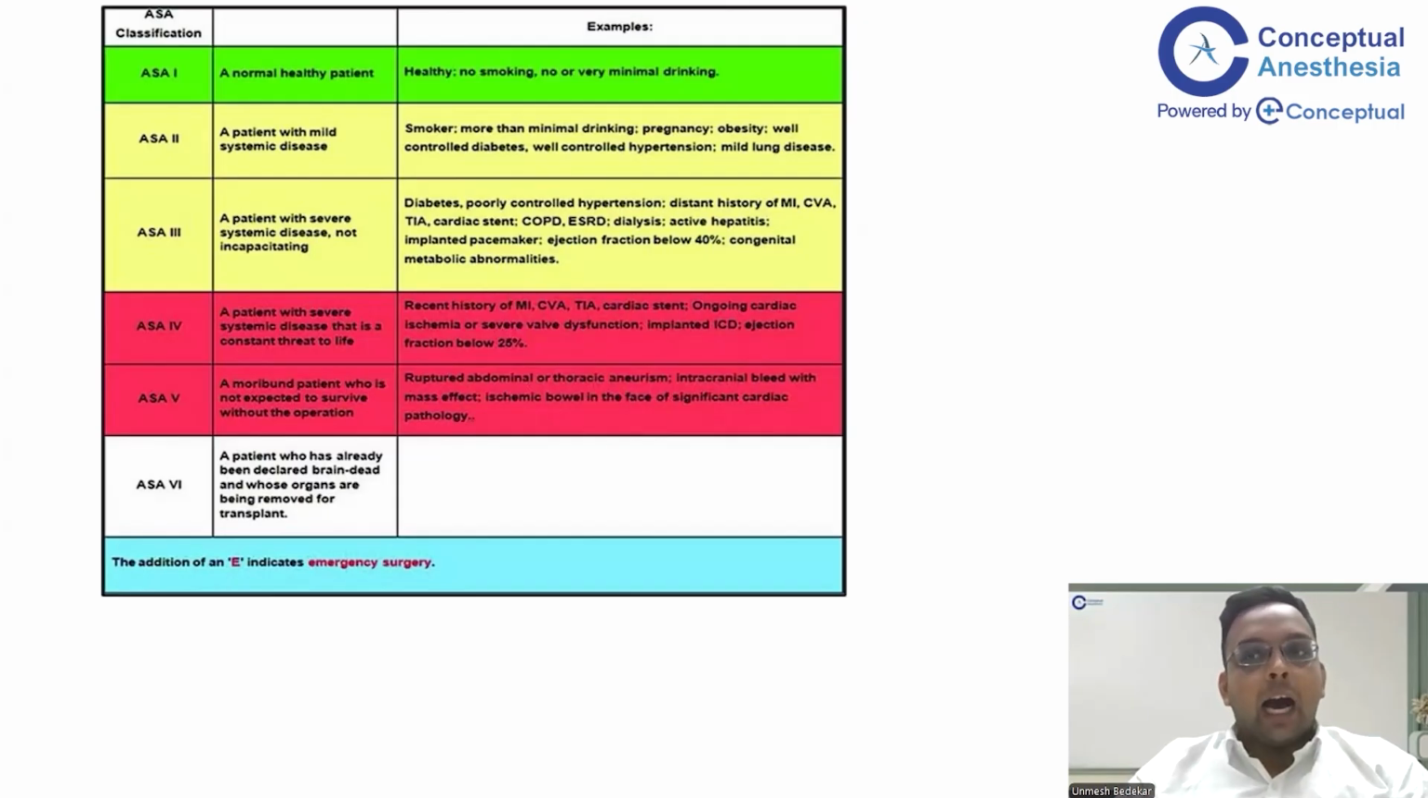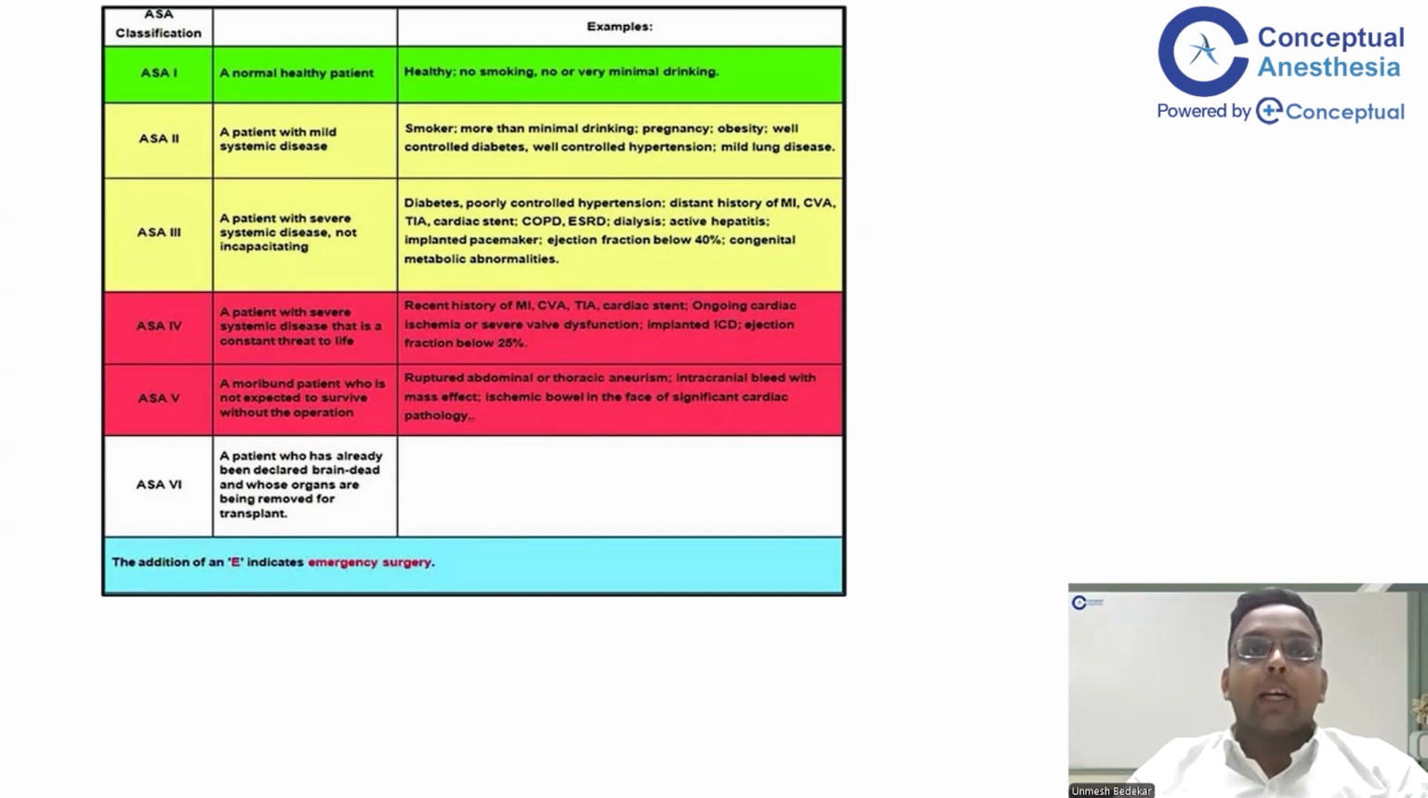Coming to a slightly higher grade of difficulty level, which comes under ASA 3, which are patients with severe systemic diseases, though not incapacitating, still that well controlled, but again, it is not that incapacitating as well.